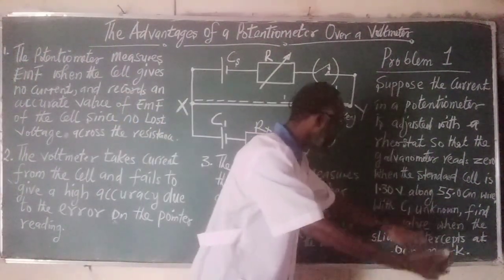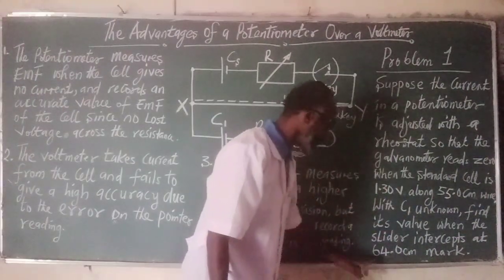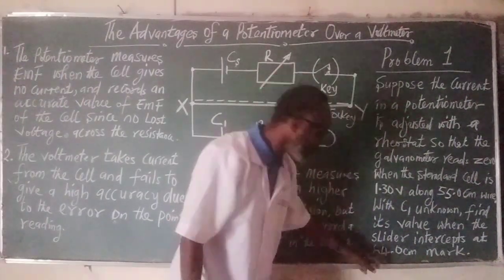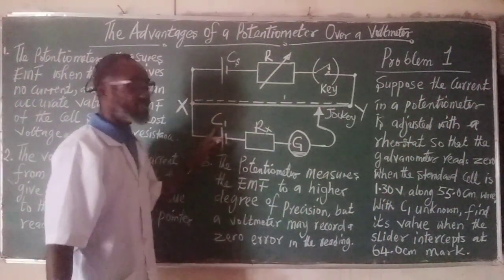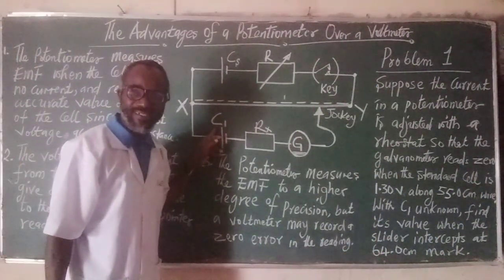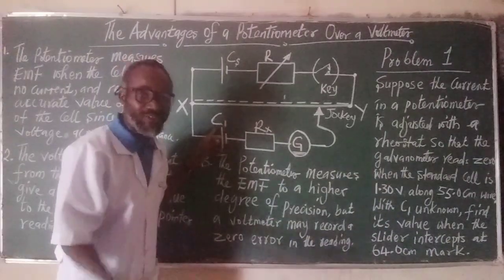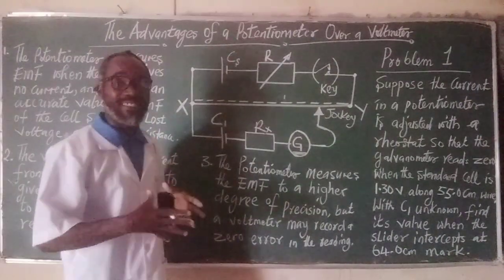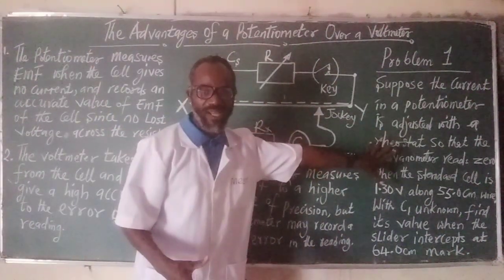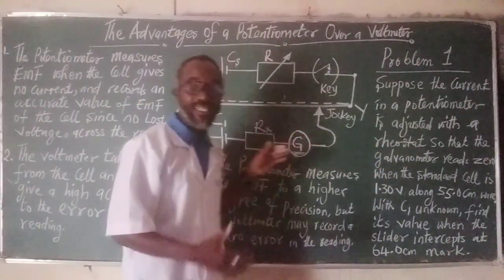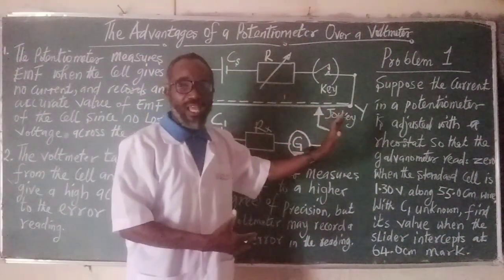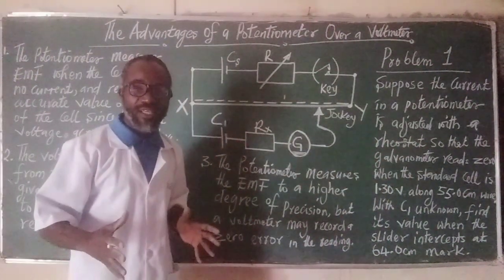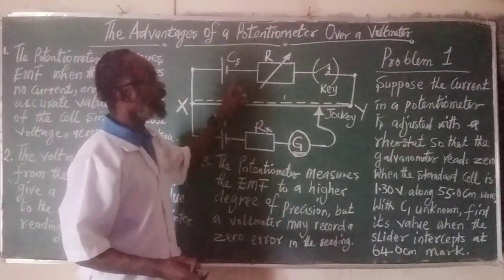And then it continues again until the slider records another mark, 64 cm. Then the question is, what will be the EMF of the unknown cell, or of the cell whose EMF is not known, C1? So, in my next video or in my next class, I will be solving this question. I will solve it and then link it to this video, so that after watching this, you will now watch and learn how to solve a question like this, especially when such a question is connected with a potentiometer over a voltmeter.